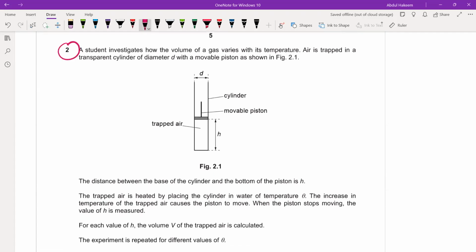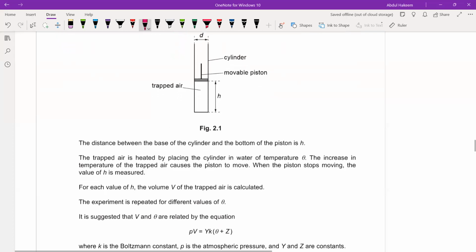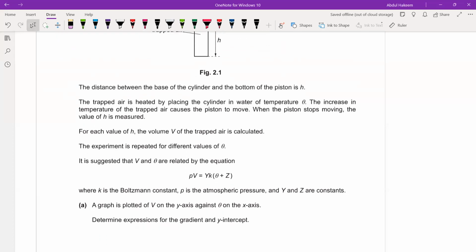So the question is, a student investigates how the volume of a gas varies with temperature. Air is trapped in a transparent cylinder of diameter d with a movable piston as shown in the figure. The distance between the base of the cylinder and the bottom of the piston is h. The trapped air is heated by placing the cylinder in water at temperature theta. The increase in temperature of the trapped air causes the piston to move. When the piston stops moving, the value h is measured.